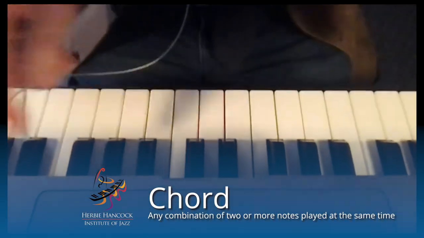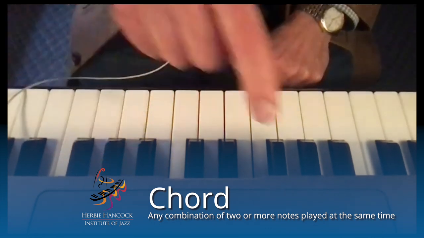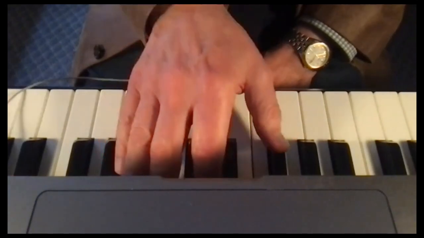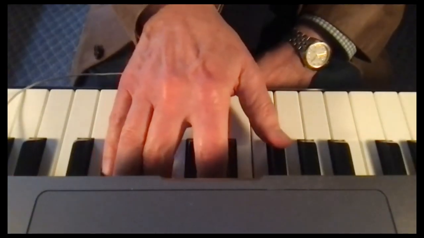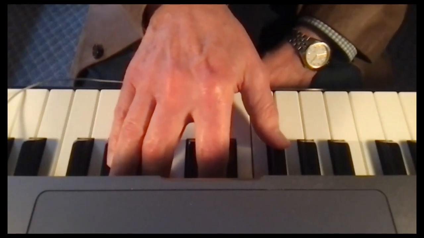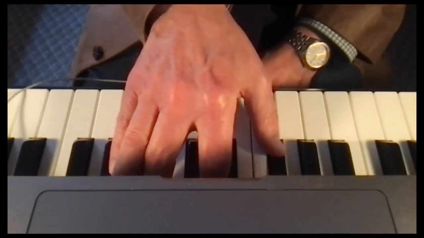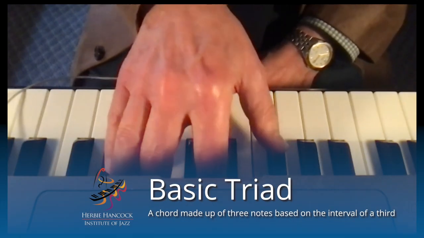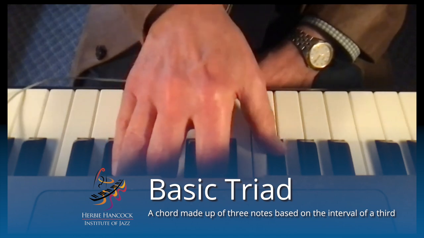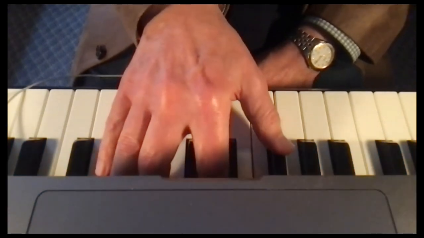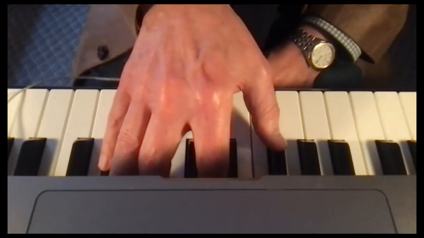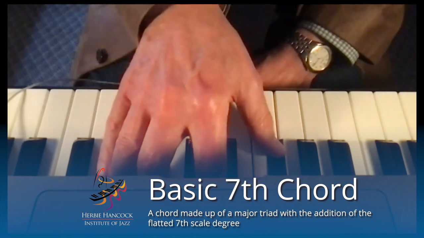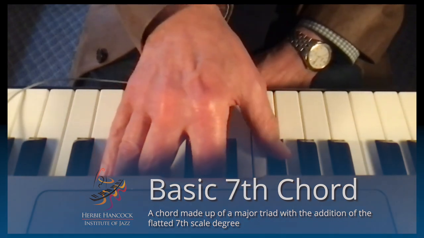So if I were to play just a single note like this, that would just be a single note. And if I were to play three separate notes, that would just be three separate notes. But if I play them all at the same time, it's a chord. And we just call that a basic triad. Triad because it's got three notes. And if I play four notes, well, it's just four separate notes. But if I play them at the same time, we call that a basic seventh chord. And that's a B flat seventh chord because the root of the chord is B flat.